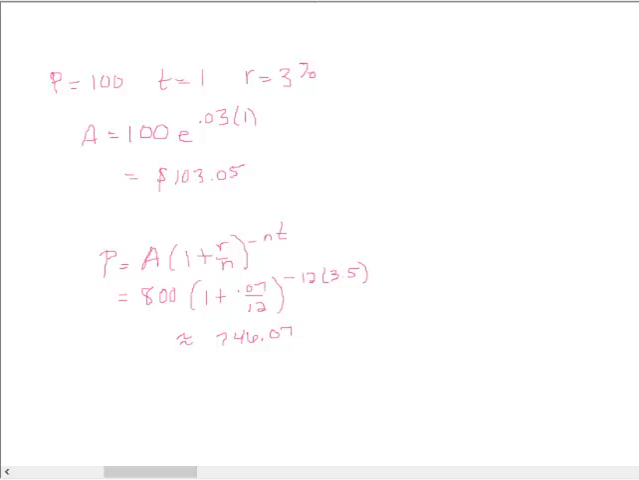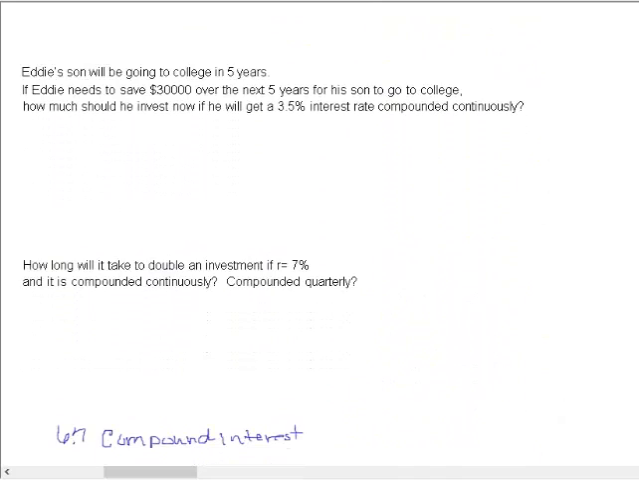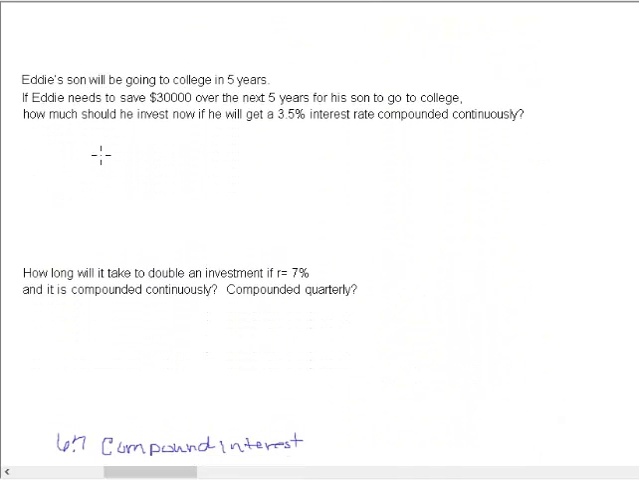All right, so let's take a look at two more. I actually typed out the questions just in case you didn't have your study guide in front of you so you could see what the numbers were. All right, so last two. Eddie's son will be going to college in 5 years. If Eddie needs to save $30,000 over the next 5 years for his son to go to college, how much should he invest now if he will get a 3.5% interest rate compounded continuously?